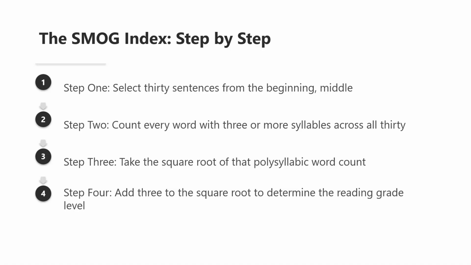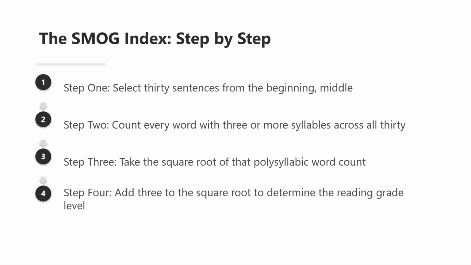Here is how you calculate SMOG step by step, and you are going to find this is very manageable once you practice it. First, you select 30 sentences from your document. You take 10 from the beginning, 10 from the middle, and 10 from the end. This sampling method ensures you are evaluating the full range of content complexity. Second, you count every polysyllabic word in those 30 sentences. A polysyllabic word is any word that has 3 or more syllables. For example, the word understand has 3 syllables, so it would be counted.